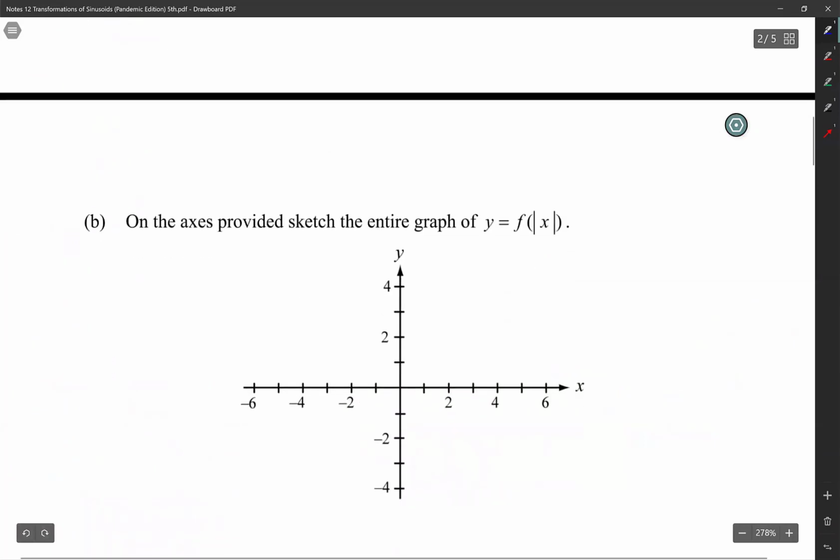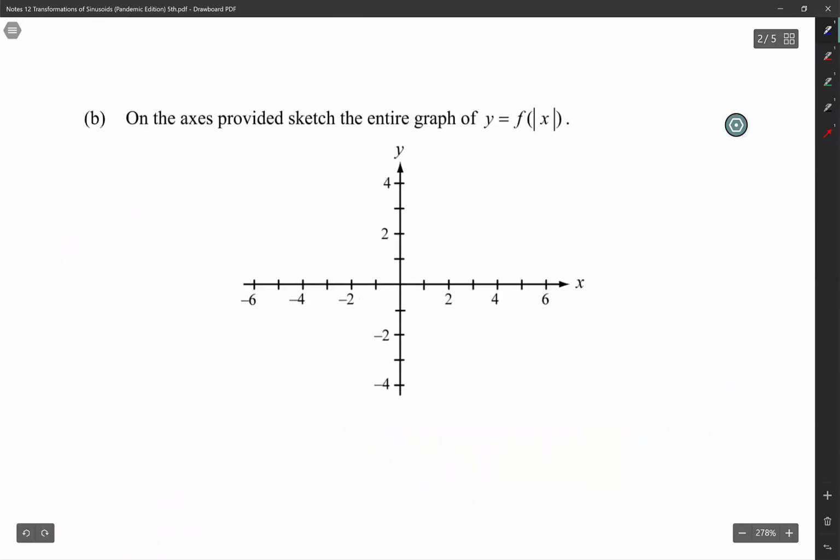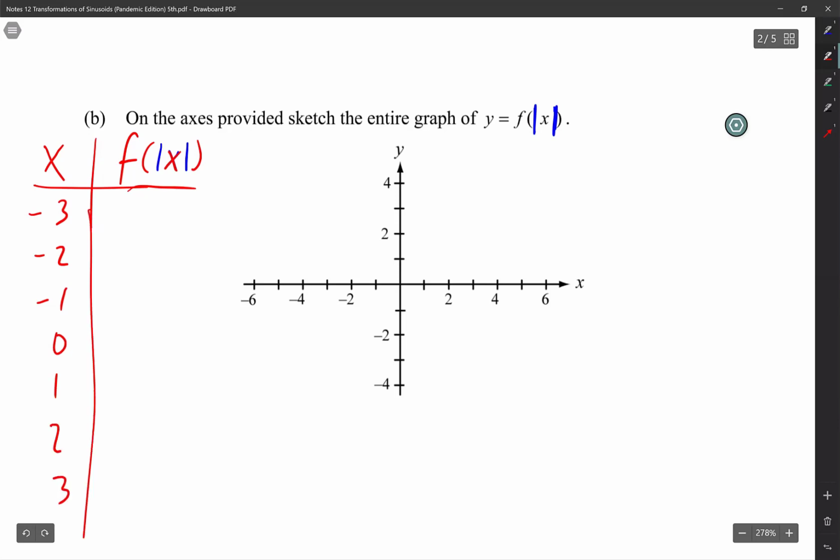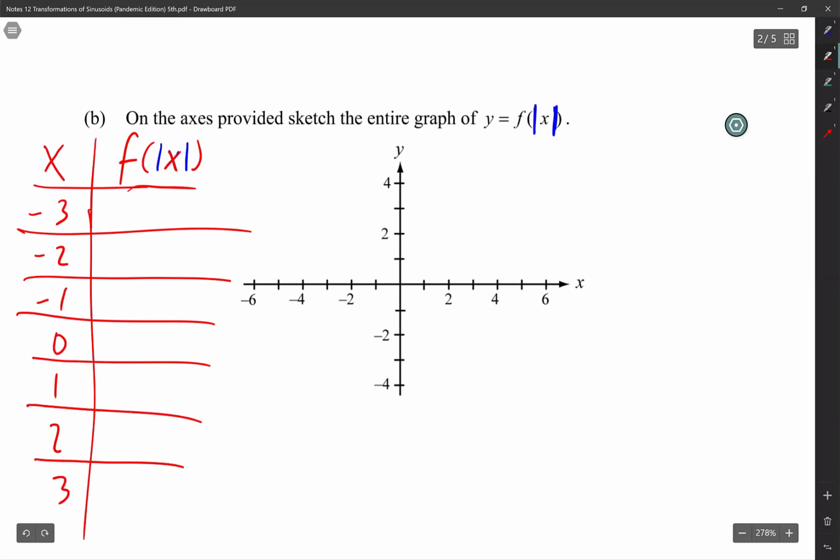So notice now, and I'm going to use blue for the absolute value thing. Notice that now the absolute value is inside of x. -3, -2, -1, 0, 1, 2, 3. We're going to be looking at the original one. Hopefully I don't make the mistake I did this morning when I was looking at not the original.